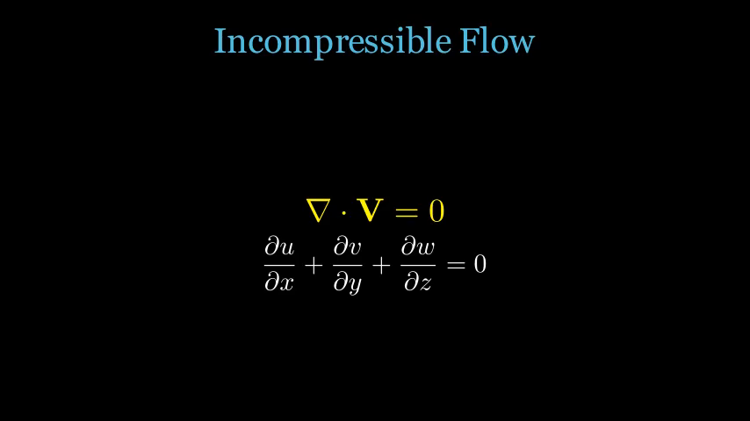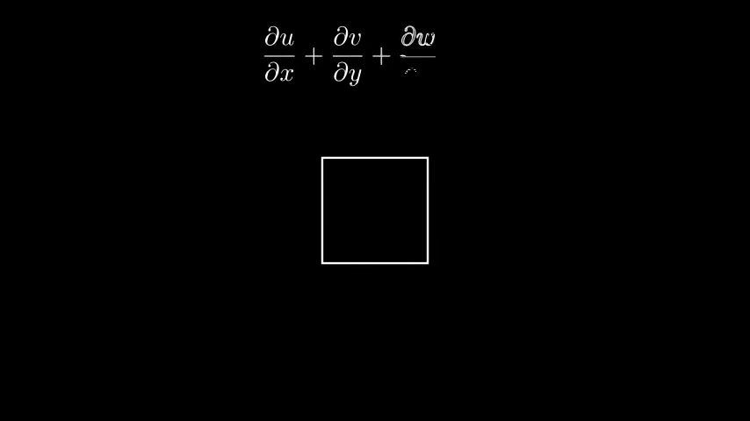So, for incompressible flow, the continuity equation in Cartesian coordinates is the partial derivative of u with respect to x plus the partial derivative of v with respect to y plus the partial derivative of w with respect to z, all equals 0. What does this equation actually mean?